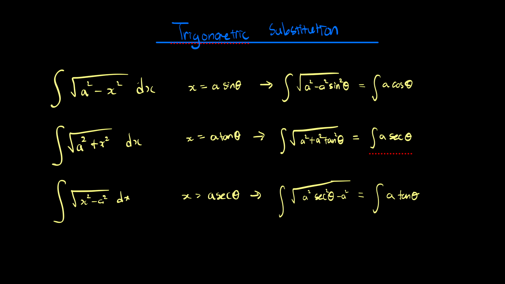So let's take a look at trigonometric substitution. On the left here we see the integral of the square root of a squared minus x squared. And you see two others, and they are both the differences or sums of a squared and x squared.